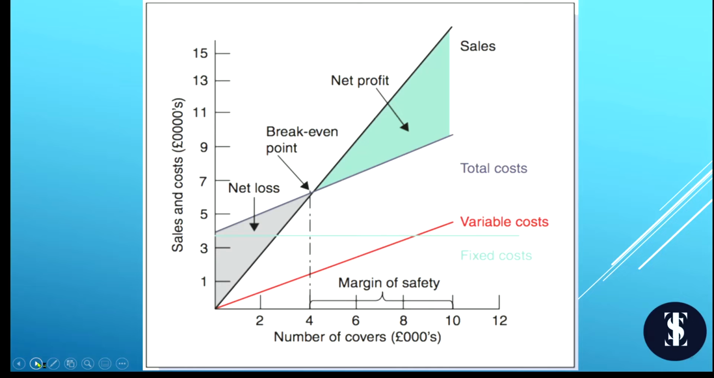So here's the break-even diagram. Now, this steep line here, that is your sales line or your revenue. And this slightly gentler slope here, that's your total costs. So the point at which the two will meet, right in the middle here, that is where you break even. And in this case, it's when you've made 4 covers and sold 4 covers.